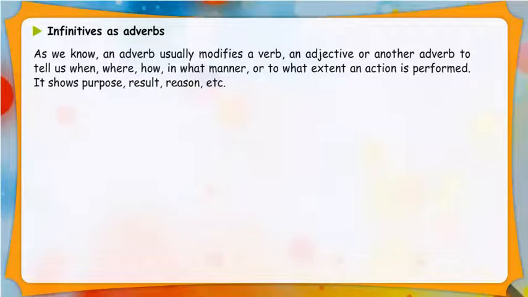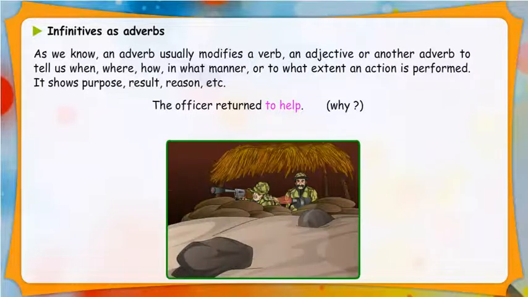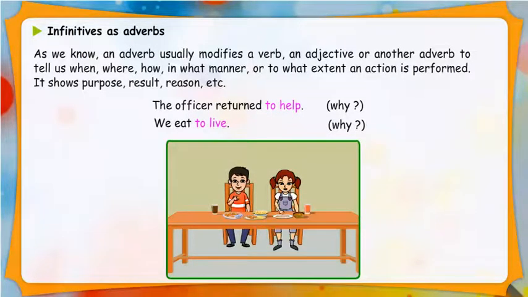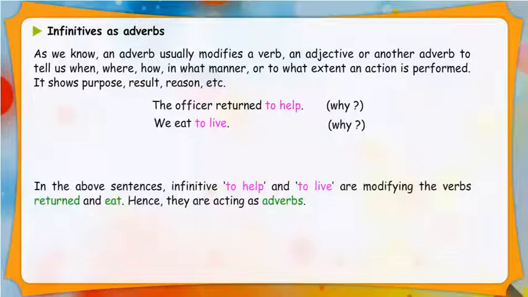Infinitives as adverbs. As we know, an adverb usually modifies a verb, an adjective, or another adverb to tell us when, where, how, in what manner, or to what extent an action is performed. It shows purpose, result, reason, etc. The officer returned to help. Why? We eat to live. Why? In the above sentences, infinitives to help and to live are modifying the verbs returned and eat. Hence, they are acting as adverbs.